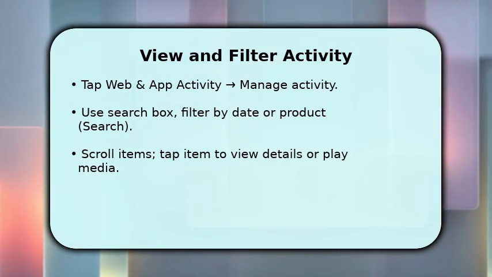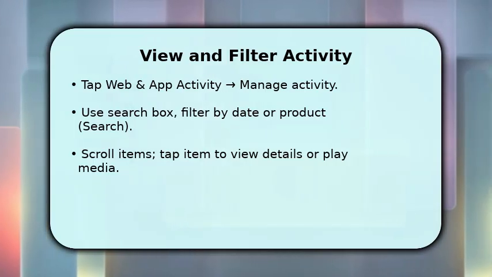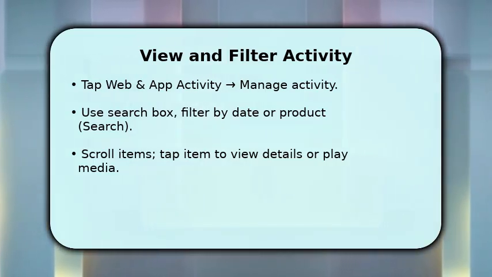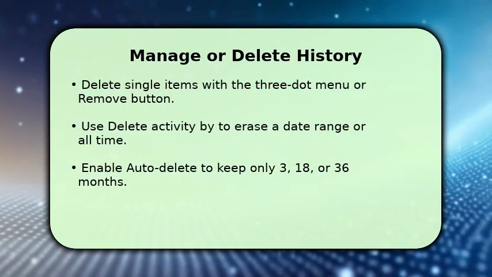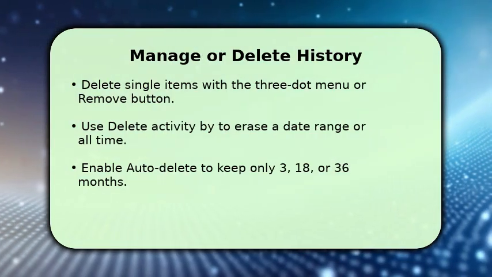If you want a timeline, use the filters to display 1 day or 1 month at a time for easier review. You can remove items immediately. Tap the 3-dot icon or remove on an entry to delete it.